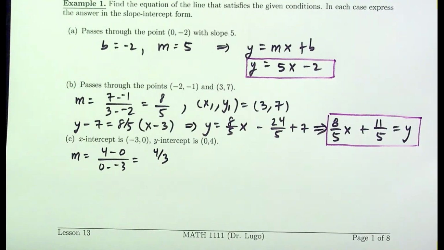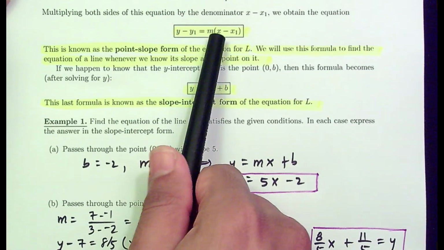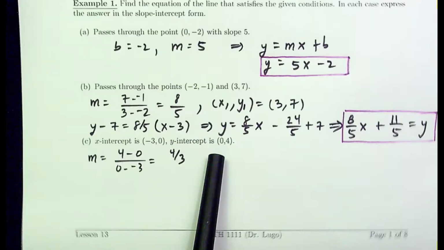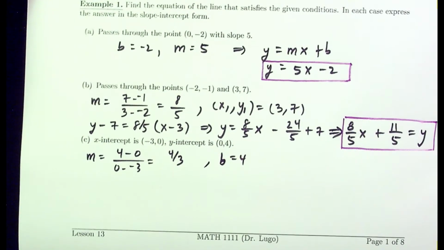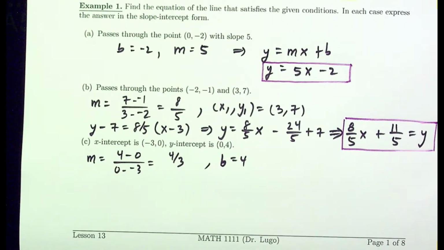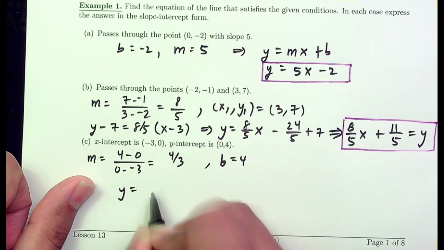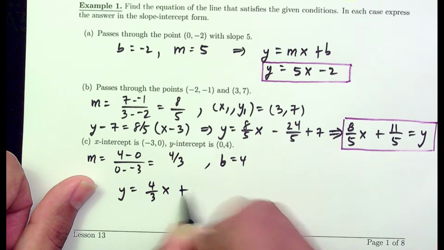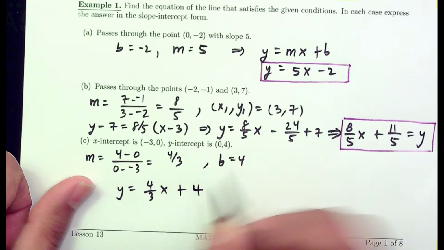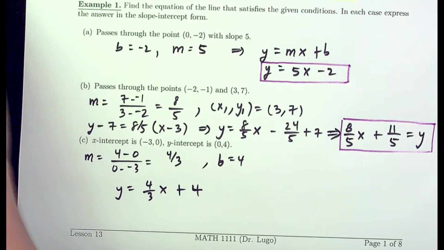So the slope is 4/3, and now you could use either of these 2 points in the point slope formula, or just notice the fact that you actually have the y-intercept, so that means b equals 4. Okay, so that's quicker. And then using this, we're going to get that y equals mx plus b. m is 4/3, so 4/3 x plus b, b is 4. All right, and that's that.